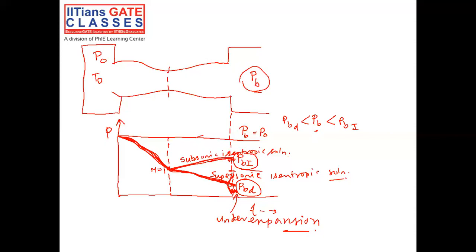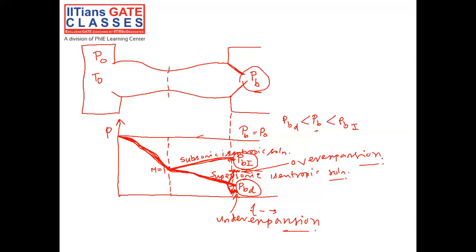So the flow has to match with this higher back pressure, and the only way by which the flow can do this is by forming an oblique shock. So the flow pattern will be like this, and this condition is known as overexpansion.